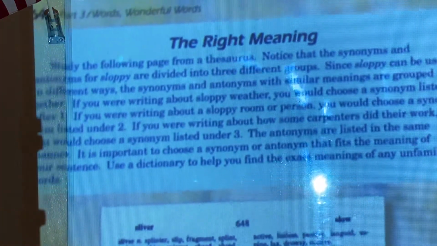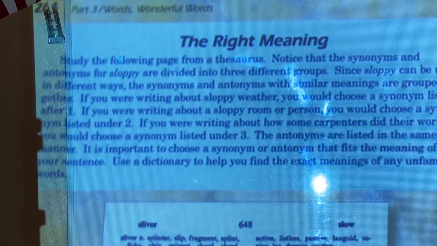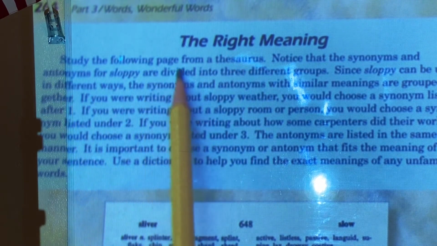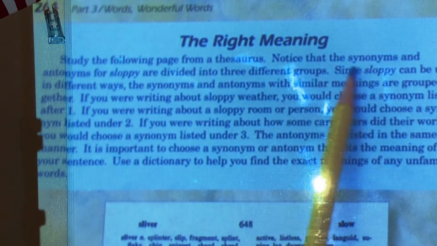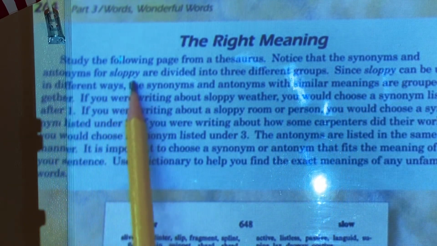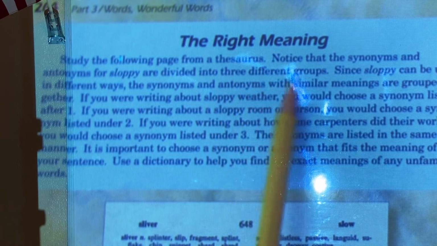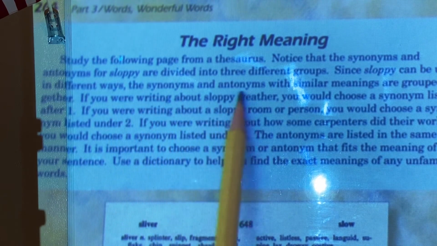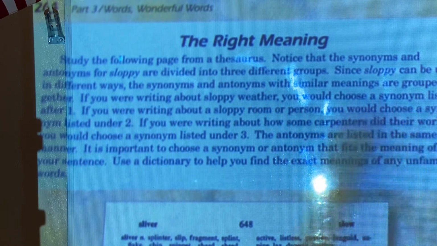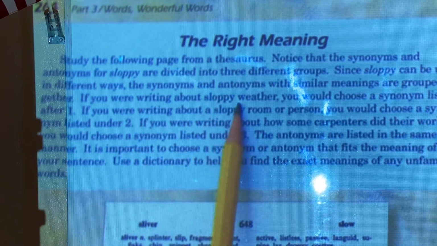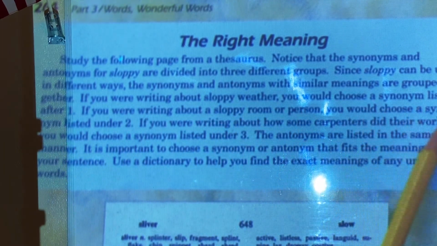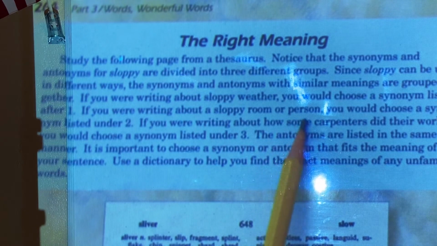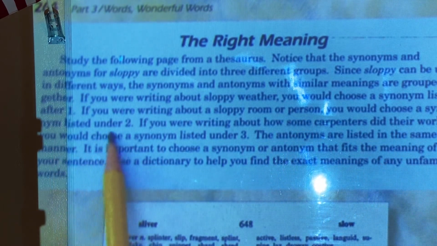If we turn the page, on page 264, it says the right meaning. Study the following page from a thesaurus. Notice that the synonyms and antonyms for sloppy are divided into 3 different groups. Since sloppy can be used in different ways, the synonyms and antonyms with similar meanings are grouped together. If you were writing about sloppy weather, you would choose a synonym listed after 1. If you were writing about a sloppy room or person, you would choose a synonym listed under 2.